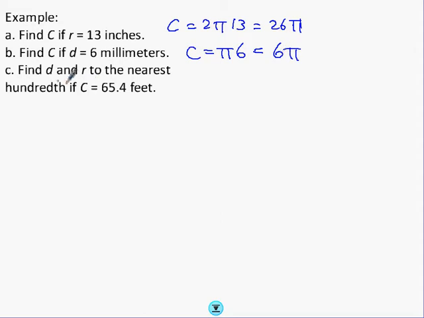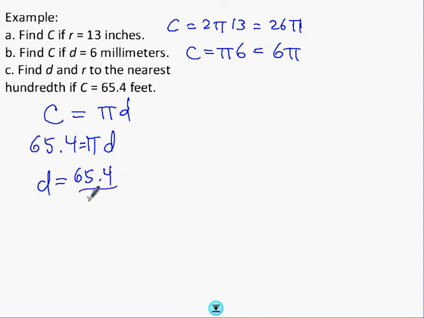Find D and R to the nearest hundredth if C is 65.4 feet. Well, let's see. C equals pi times d, right? And if C is 65.4, and C equals pi times d, to find the diameter, I need to divide by pi. 65.4 divided by pi.